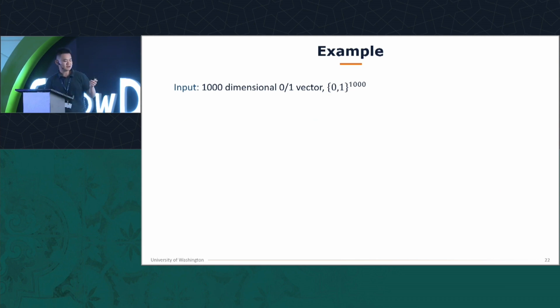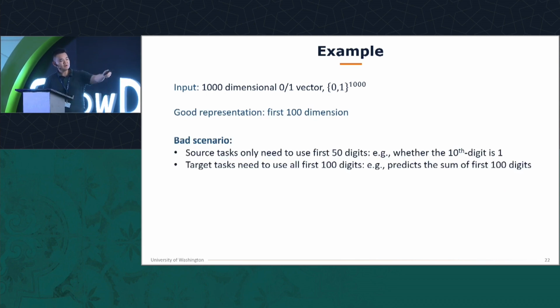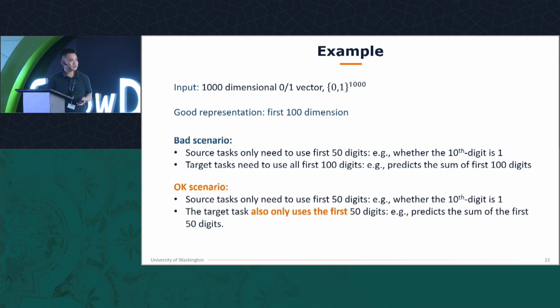So again, we have 1,000 dimensional input vectors, they're one vectors. The good representation is the first 100 dimensions. So I give you this bad scenario where the source task only needs to use the first 50 digits, but the target task needs to use the first 100 digits. In this case, if you don't have this diversity assumption, you cannot learn a good representation for the target task.